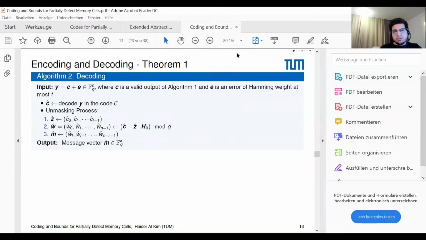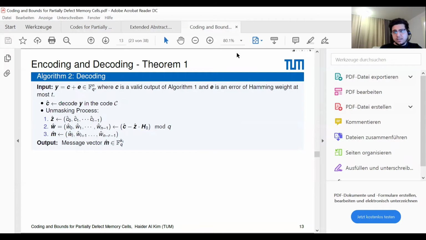And this is the decoding process. So we assume we received Y, which is C plus E. C is the valid output of algorithm 1 as a codeword.